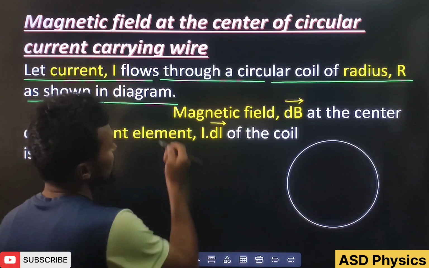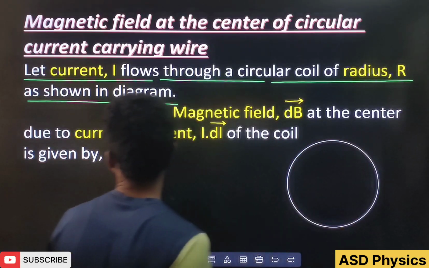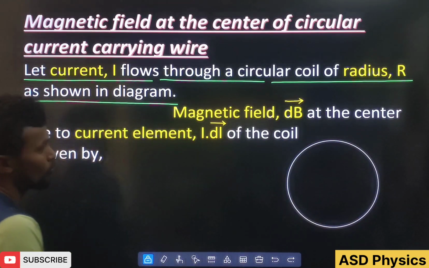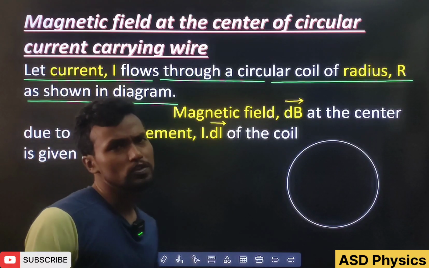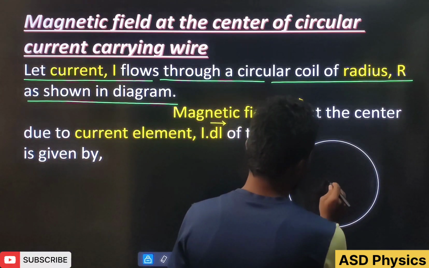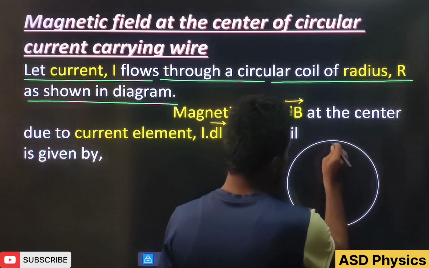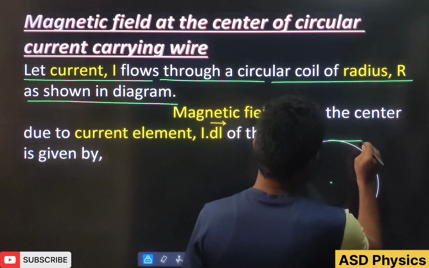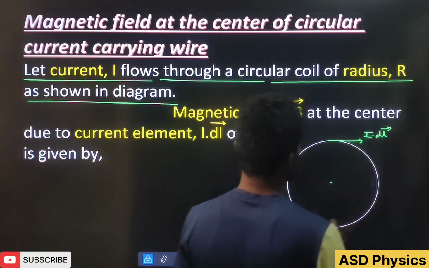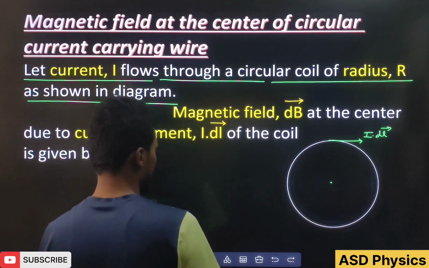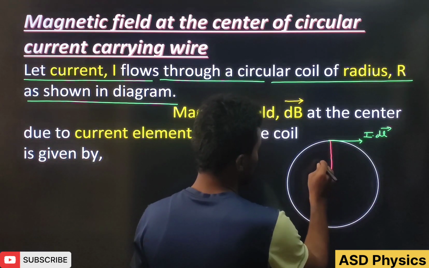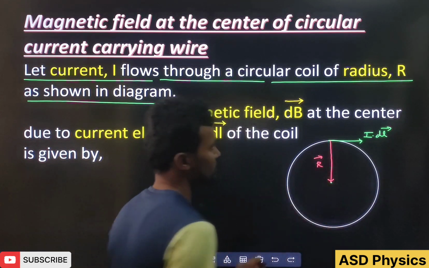Now, let's see. The magnetic field dB at the center due to current element I dl of the coil is given by... So I am going to take a very small current element I dl. Students, let's take here, this is the center, and let's take a current element in this direction, very small length dl. So this is the current element I dl. And this is my position vector r.